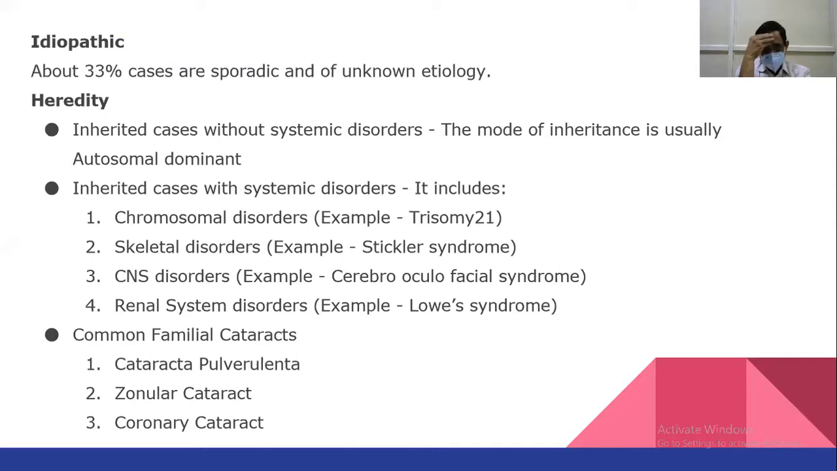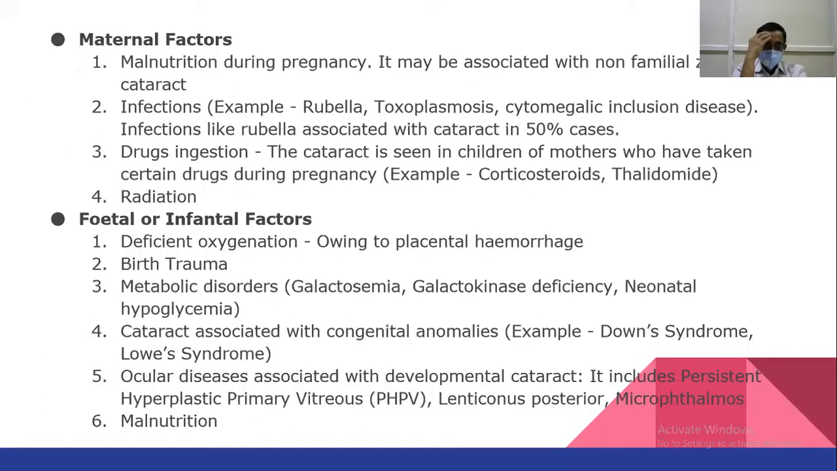If without systemic disorders, the mode of inheritance is usually autosomal dominant. Inherited cases with systemic disorders include chromosomal disorders, for example trisomy 21. Skeletal disorders, for example Stickler's disease. CNS disorders, cerebro-oculofacial syndrome. Renal system disorders, for example Lowe syndrome. Some common familial cataracts are also seen: cataract pulverulenta, zonular cataract, and coronary cataract.